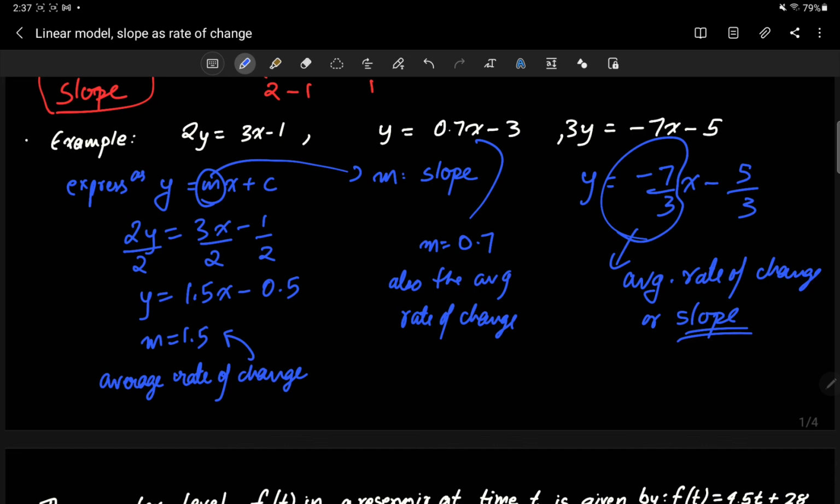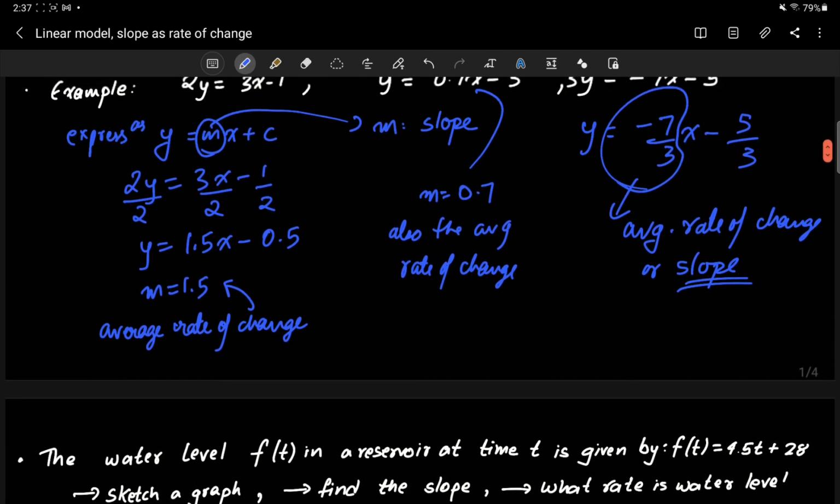So the takeaway here is that for linear models, linear functions, things represented by straight lines, the slope of the straight line represents this very physical or real quantity called the average rate of change, which is how much the output changes for a certain change in the input.